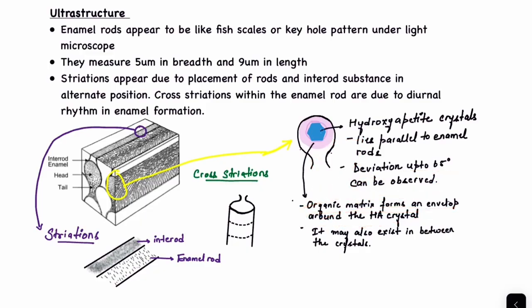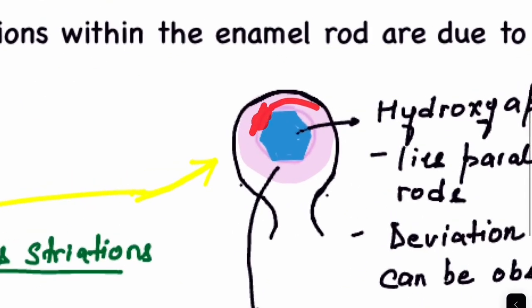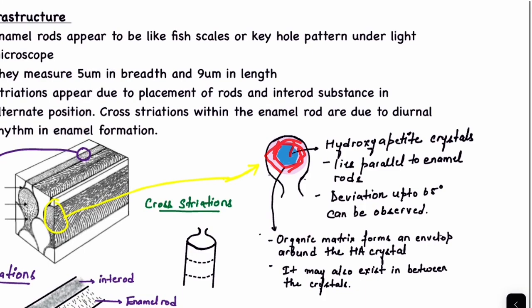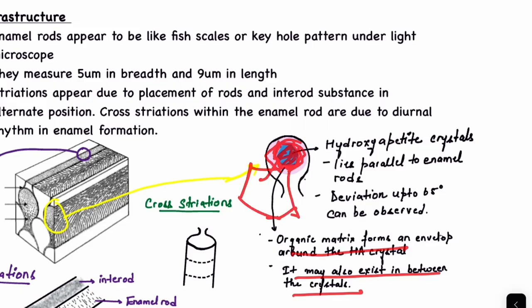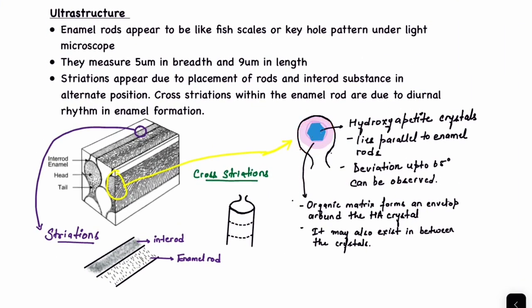There was only 4% organic material, and that organic material forms a kind of sheet over this hydroxyapatite crystal. This is where the organic material lies. It may also exist in between the crystals. So there is one crystal, then there will be organic material, and on top of this there will be another crystal. So organic material lies around the crystal and on top of the crystal, or below the crystal.